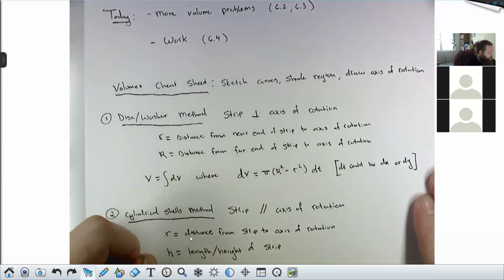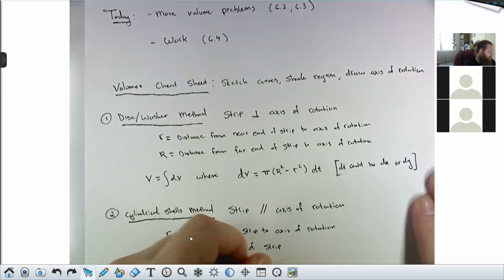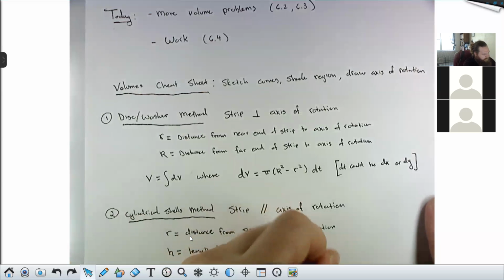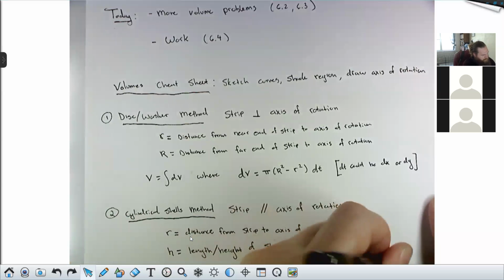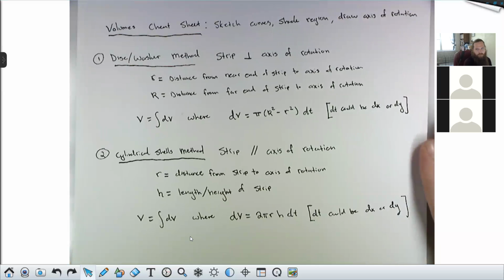And then V will be equal to the integral of dV, where dV is 2 pi r times the height times dt. And again, dt could be dx or dy. And if you want to get particular about that stuff with this one, you can, just like with the previous.